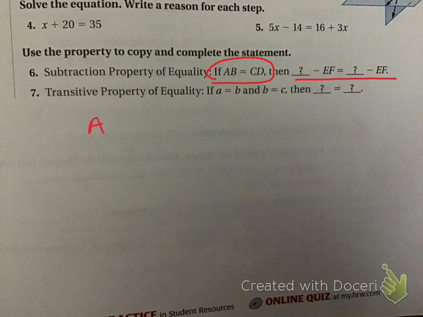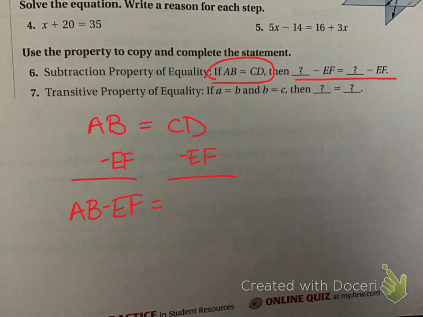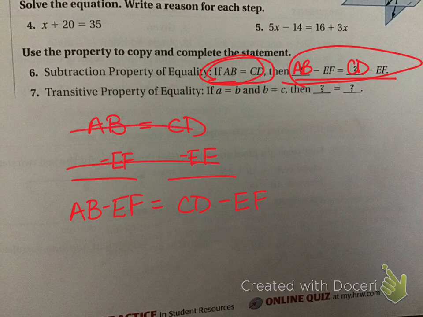So if we look at it vertically, we have AB equals CD. And then they subtracted EF from both sides of the equation. So AB minus EF equals CD minus EF. This has got to show up over here on this side. And that minus EF is them using subtraction property. So AB is still here on the left and CD is still here on the right. That's really all you got to do. Maybe you don't even need to think through it this way.